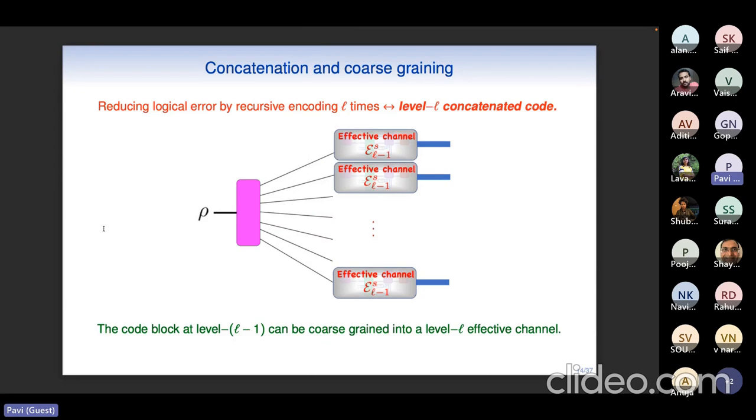Question is, what about error propagation in the concatenated scheme and its final error on the effective channel? Yes, okay, this is a good question. So errors can propagate on the concatenated scheme, and this effective channel ensures that whatever is remaining, whatever cannot be corrected by one code block, propagates to the upper level code block and is corrected there.